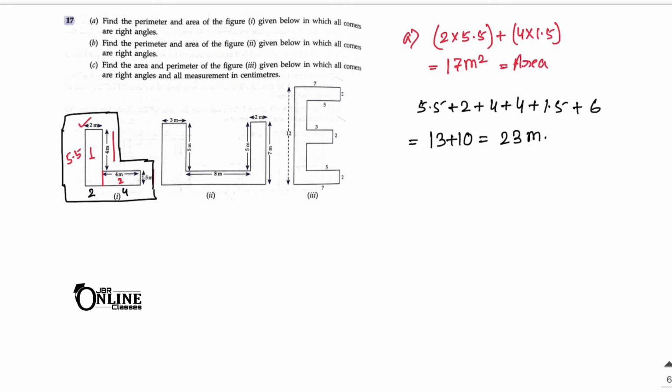Okay, now let's move on to the next sum, number B. Find the perimeter and area of the given figure below in which all corners are right angles. So again you have to join this one. So now you have a total of 3 rectangles. First one, second one, and third one.